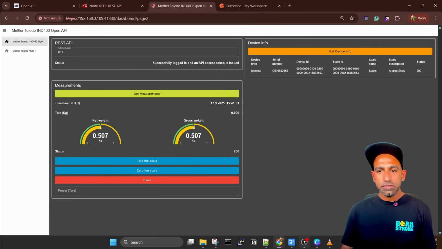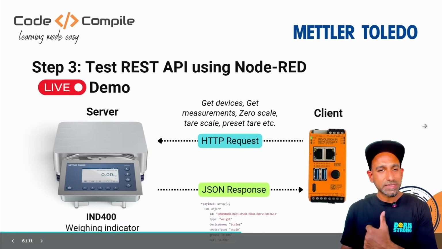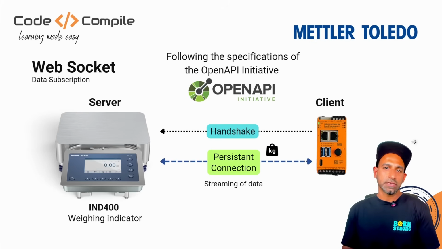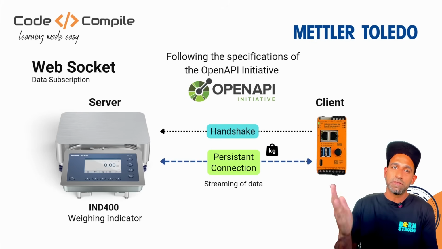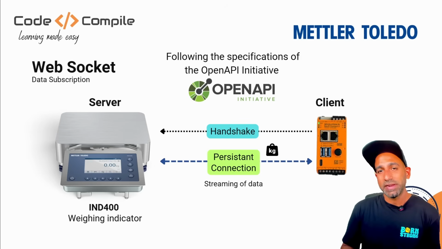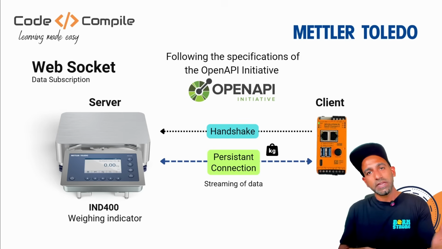Now, coming back to the presentation, we have seen how we can do that using REST API. The second step I want to talk about is WebSocket, in which you have a data subscription. You can subscribe to the data and you have streaming of data coming in. In this case, you just need a one-time connection. We call it a handshake. And then you have a persistent connection, and data keeps on coming.